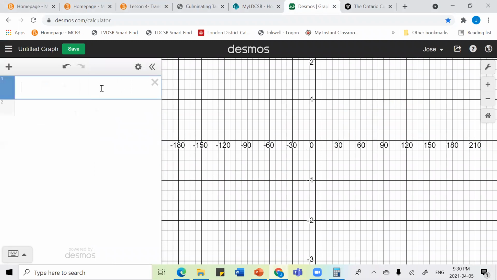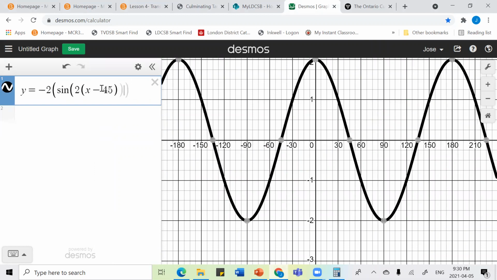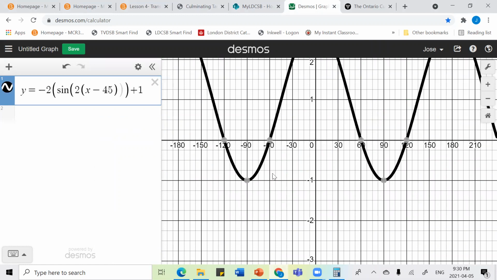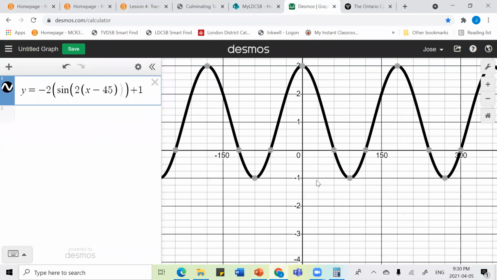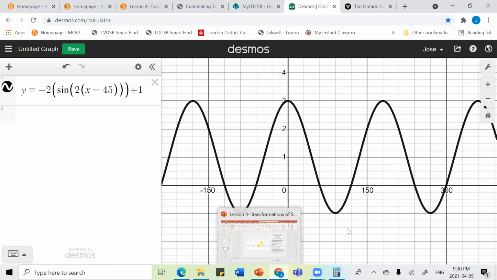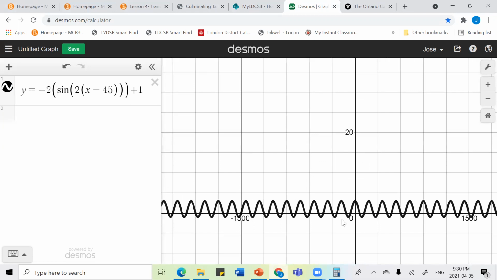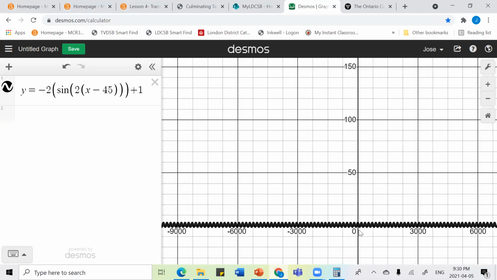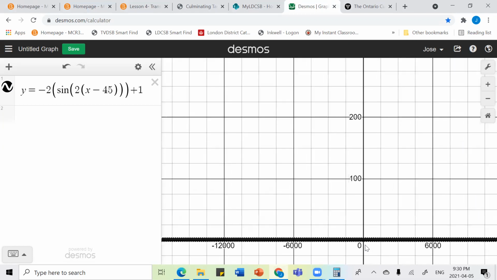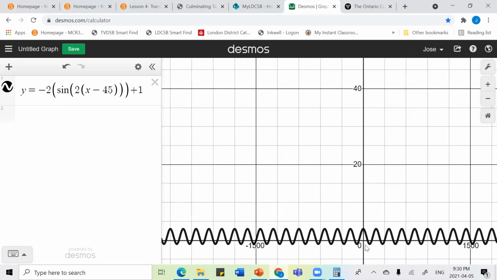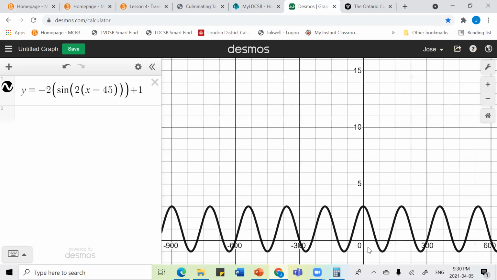So we have -2 sine of 2x minus 45 plus 1. So you can see here that this graph actually goes on for a long time, right? It goes on forever there. So there's really no end to it. If I zoom out of this graph, I can see that the x value, there's no limit to it, right? There's no restrictions. There's no point on the x axis where the graph doesn't exist. It just goes on forever horizontally, right? So no restriction on the x, which means the domain is x ∈ R, right?